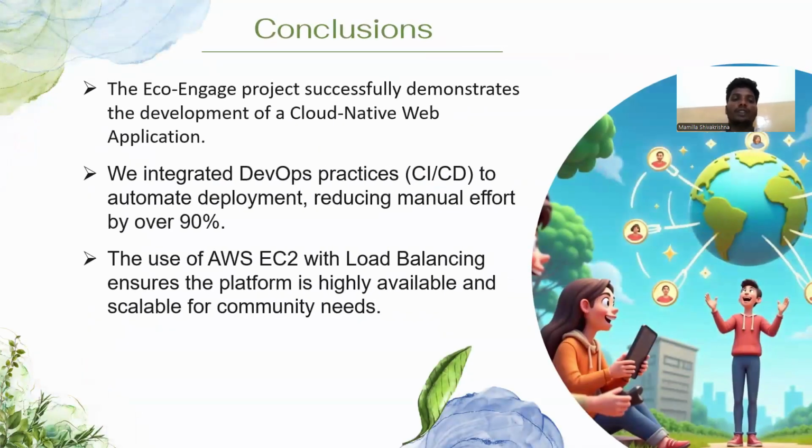And coming to the conclusion, in conclusion, the EcoEngage project demonstrated the successful development of a cloud-native scalable web application by integrating AWS cloud infrastructure and DevOps automation. The system achieves high availability, scalable performance, and faster deployment cycles. This platform encourages community participation in environmental sustainability initiatives.